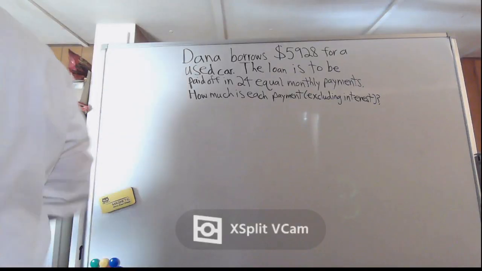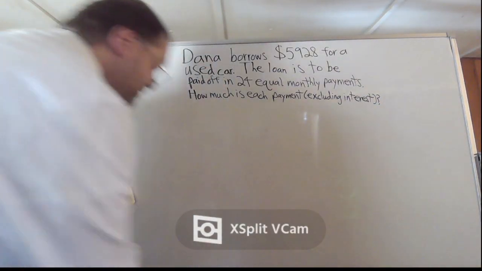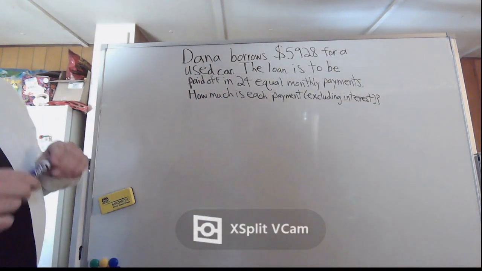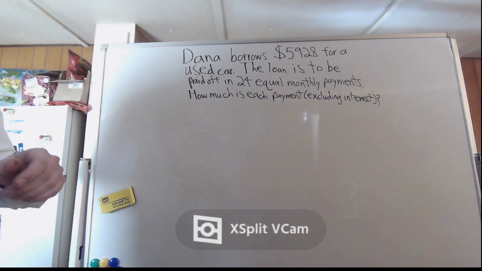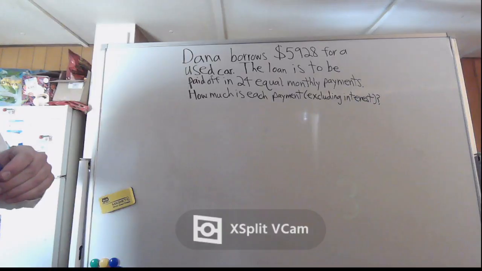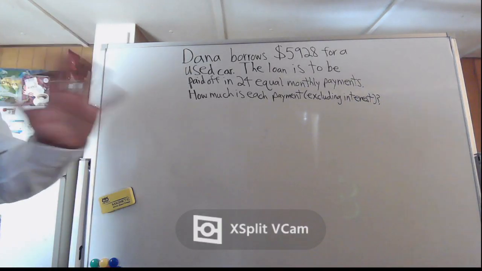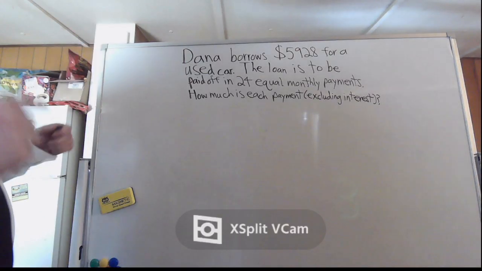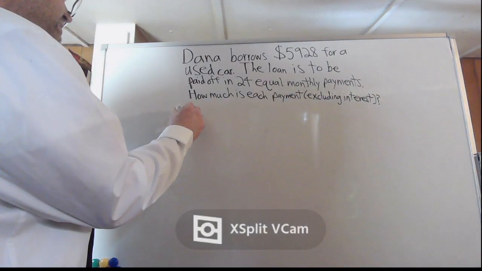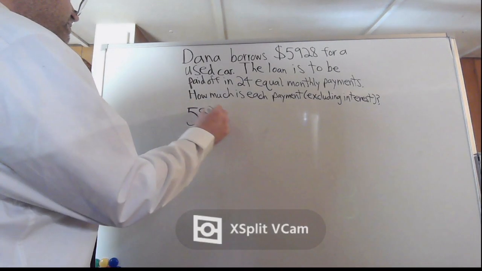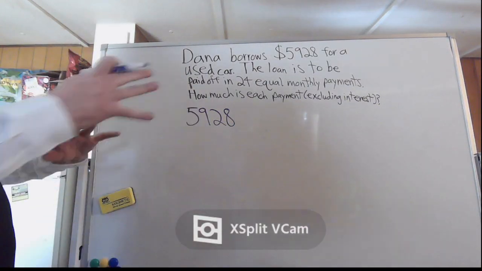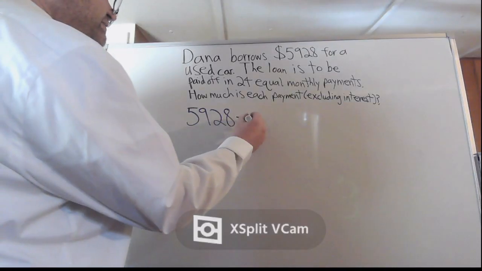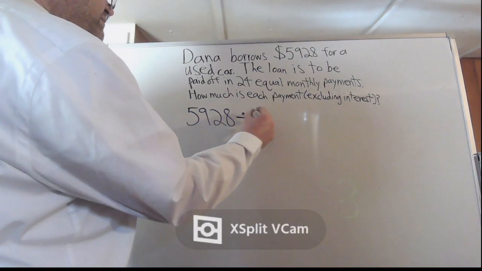All right, so Dana borrows $5,928 for a used car. The loan is to be paid off in 24 equal monthly payments. How much is each payment, excluding the interest? We aren't even counting interest in this. So you start with your $5,928, right? They're going to split that into 24 equal monthly payments. So they're going to divide that by 24.